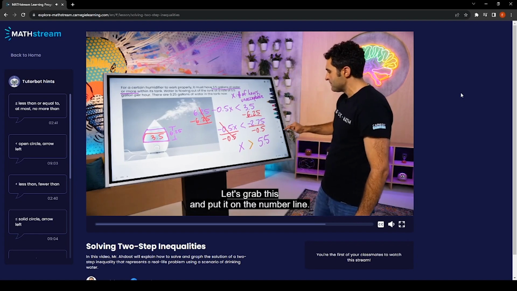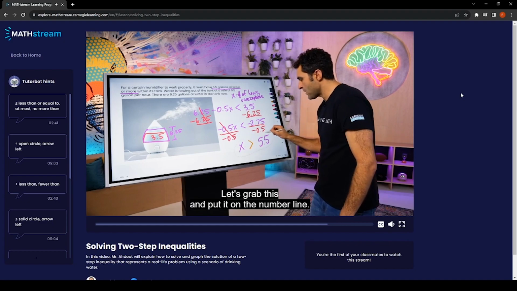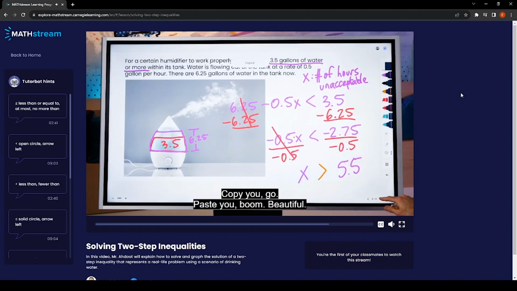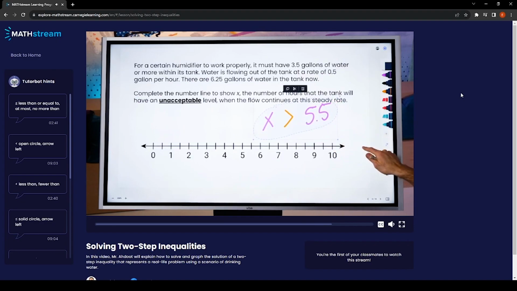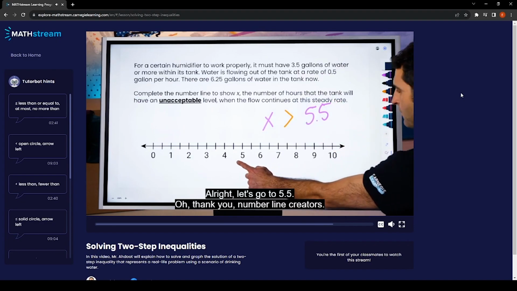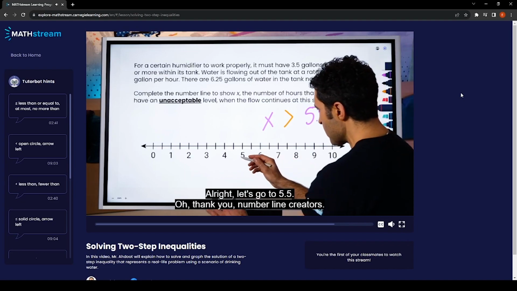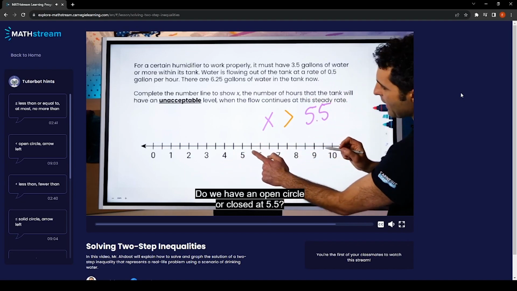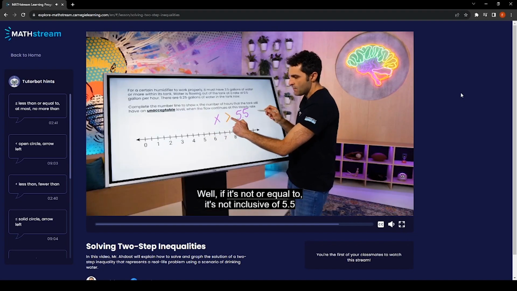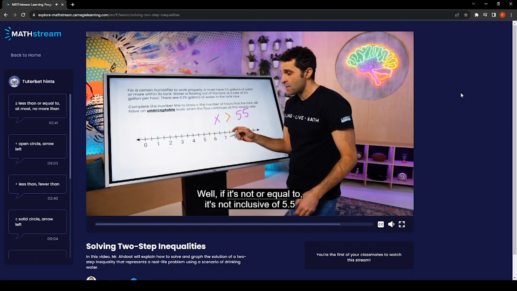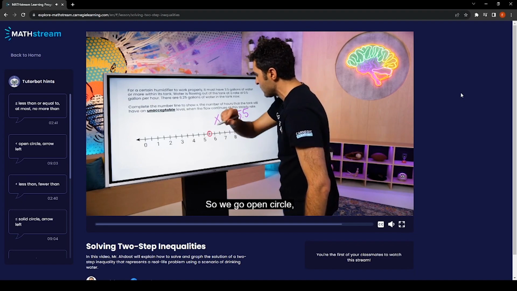Let's grab this and put it on the number line. Copy, paste, beautiful. Let's go to 5 and a half. Thank you, number line creators. That was very kind. Do we have an open circle or closed at 5 and a half? Well, if it's not or equal to, it's not inclusive of 5 and a half, so we go open circle.